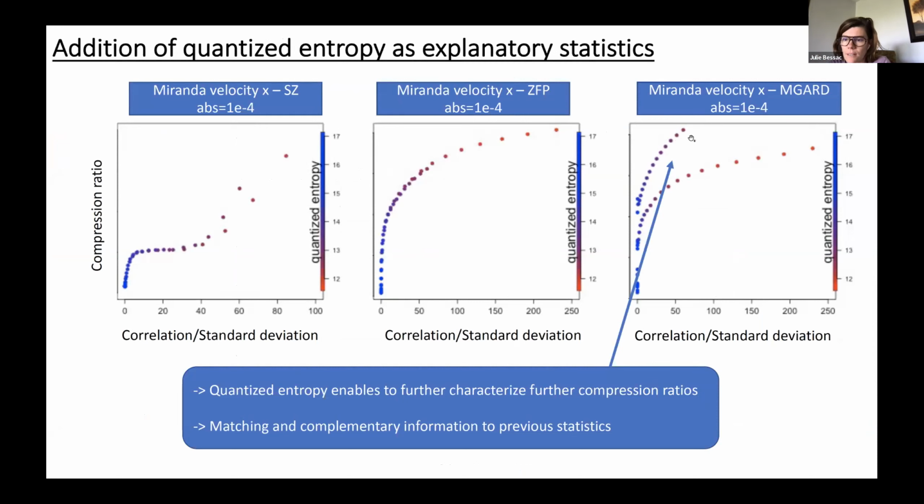Here I'm showing the same graph as before, except that the color now represents the intensity of the quantized entropy. We can see that each of these forks is actually associated with a different intensity of quantized entropy. So we have been able to add some discrimination of the compression ratios by using all of those statistics together.